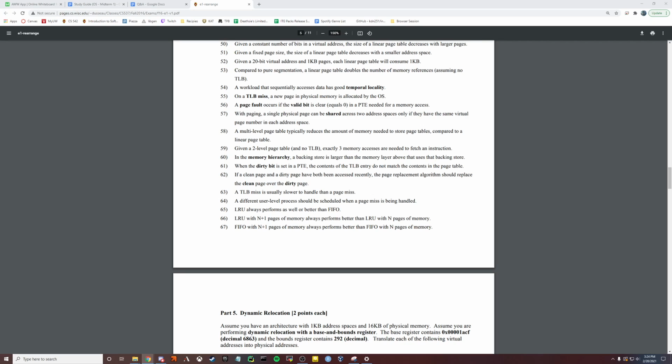I think that this is false. It seems to me like they could have different virtual page numbers but still point to the same physical page. That's what the slide is making it look like. Okay, so false, they could have different virtual page numbers.